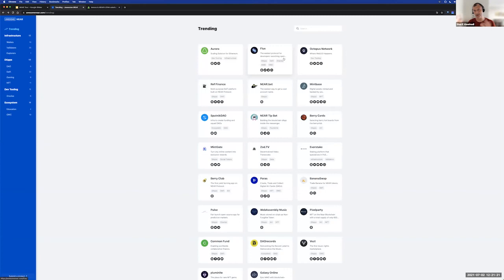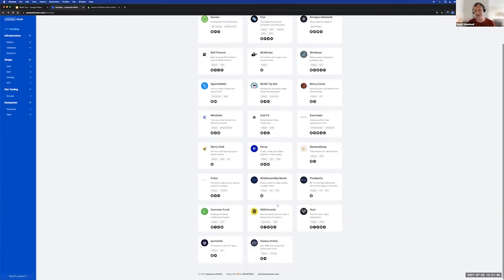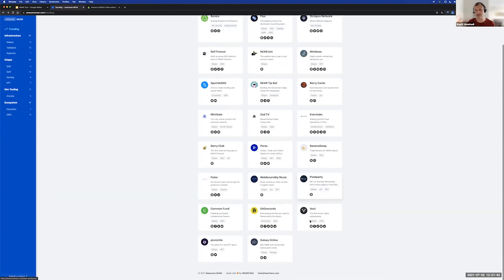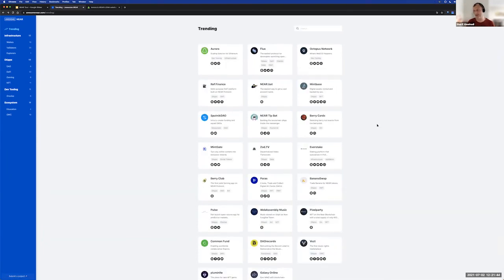Flux is a prediction market. We saw some screenshots of that earlier. Octopus is a collection of several different kinds of networks working together. Ref Finance, a finance application, an automated market maker where you can do trading and so on. Sputnik DAO, a decentralized autonomous organization with lots of great features. So tons and tons of stuff here. I mean, I don't know, 20, 30 things in this list, and more coming all the time.